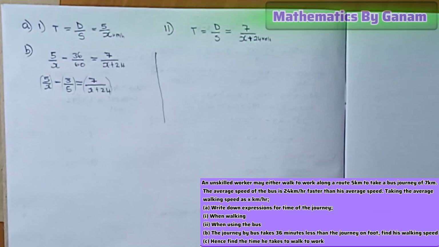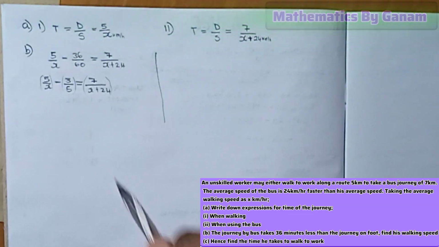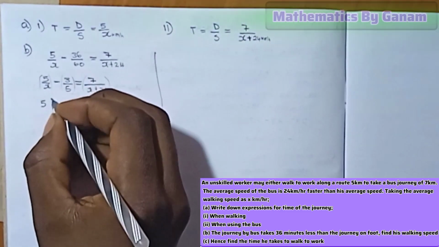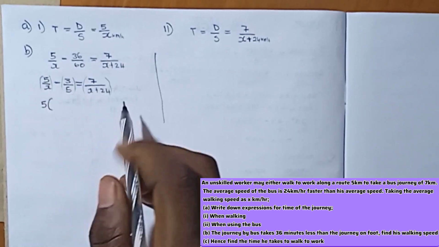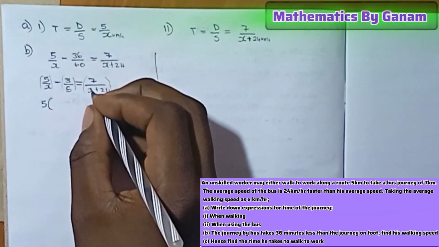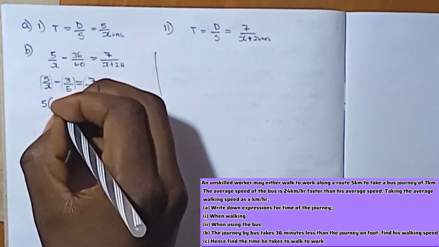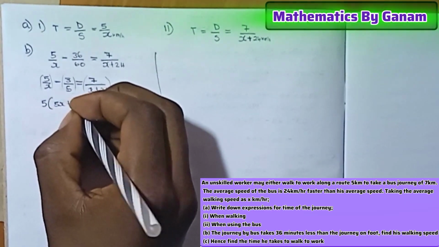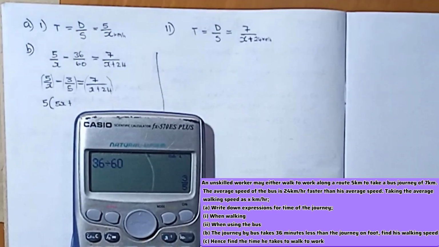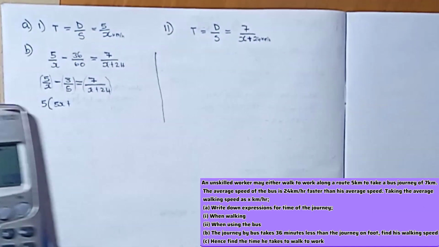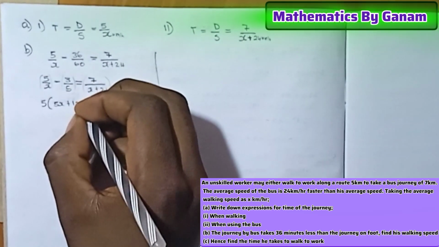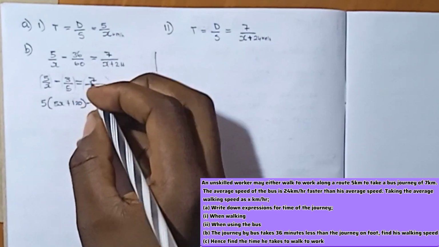So we are going to have 5 into bracket these two, because this one will cancel. So we have 5 multiplied by x, which is 5x, plus 24 multiplied by, we are going to have 120 minus this 3.